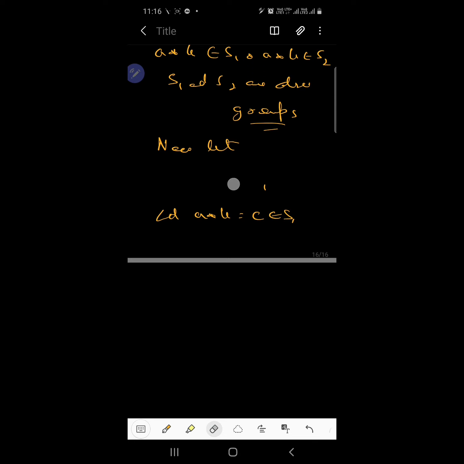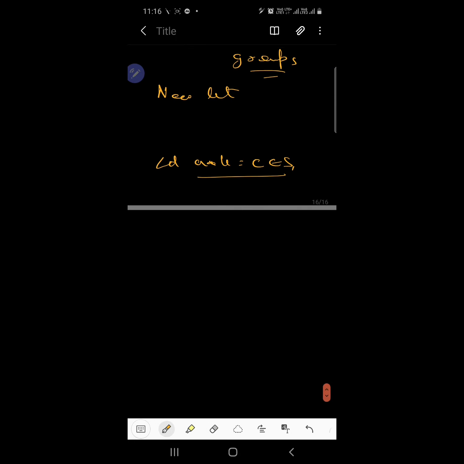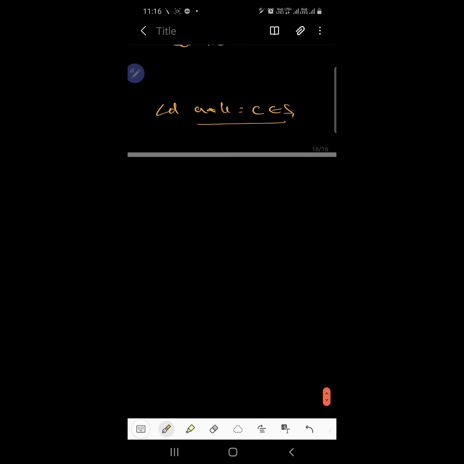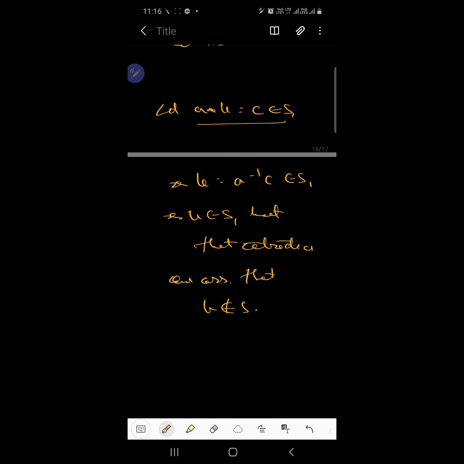Let us write it in this way. A star B equals C belongs to S1. That implies B equals A inverse C also belongs to S1. That means B belongs to S1. But that contradicts our assumption that B doesn't belong to S1.